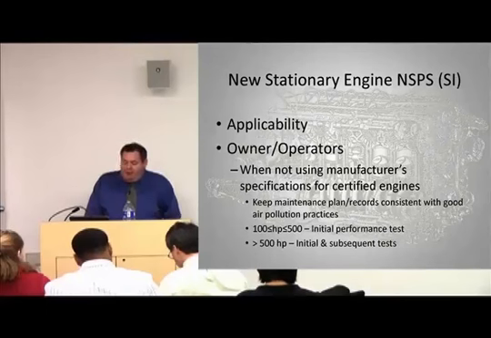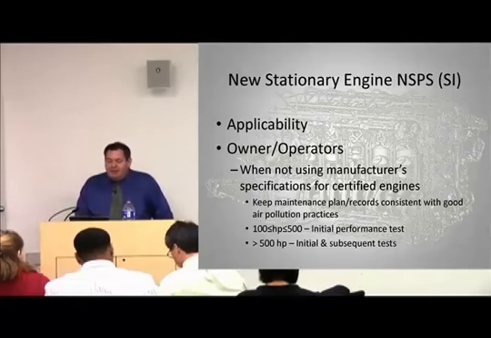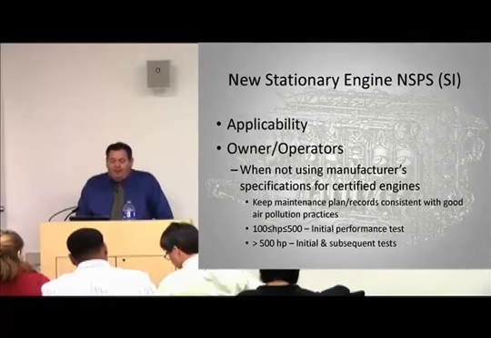Engines between 100 and 500 horsepower need an initial performance test. Greater than 500 horsepower, we have to do initial and subsequent tests too. Emergency engines that don't meet non-emergency standards need non-resettable hour meters, pretty much all emergency engines need those. And then if it's equal to or less than 100 hours a year, 50 of which can be used for non-emergency purposes. Right now, they don't allow peak shaving or demand response.